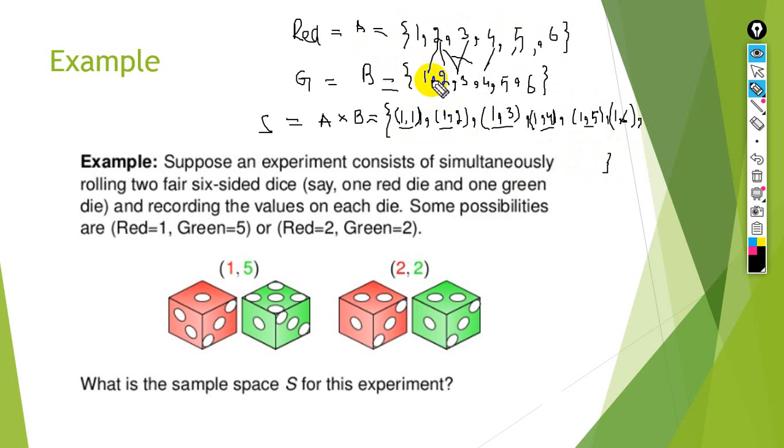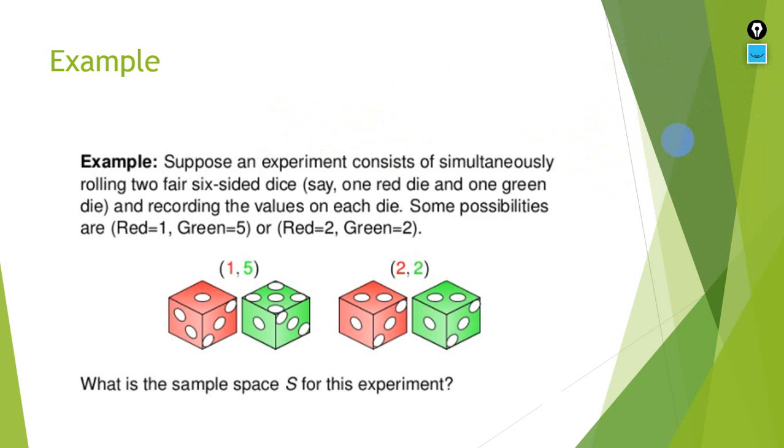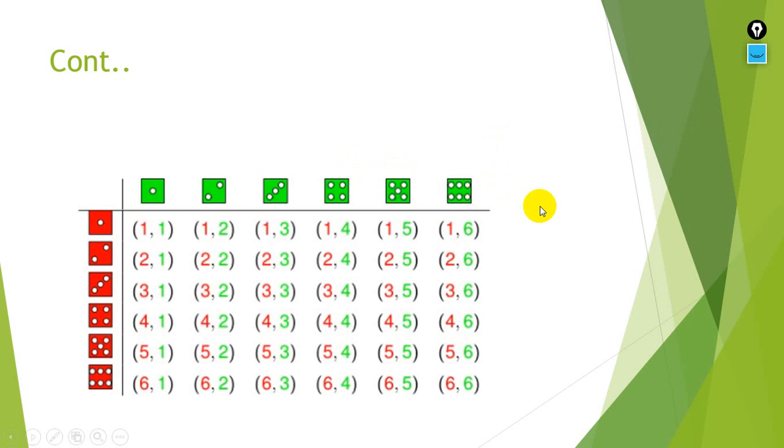It means 6 multiplied by 6, so the total outcomes will be 36. So in this set, the total outcomes in sample space, we will have the total outcome equal to 36. So now let me check it in the next slide. Now you will see that these are the total outcomes for green and red dice when we are rolling these dice one time.